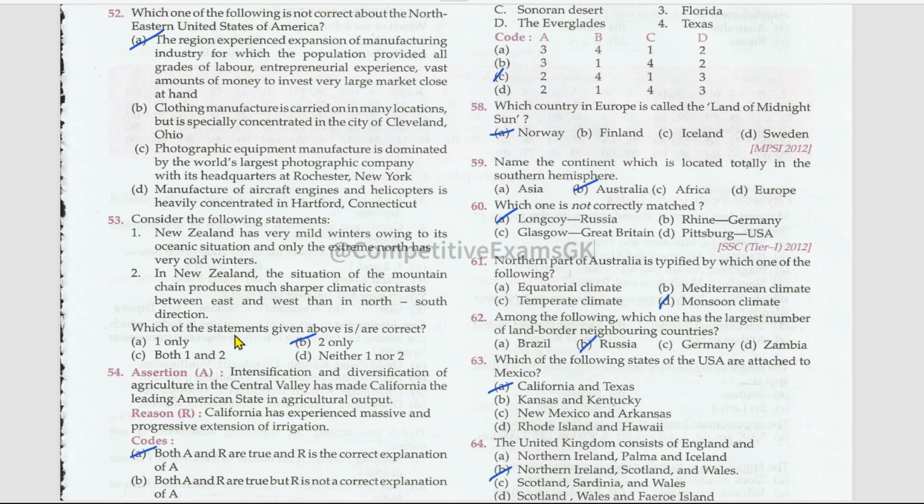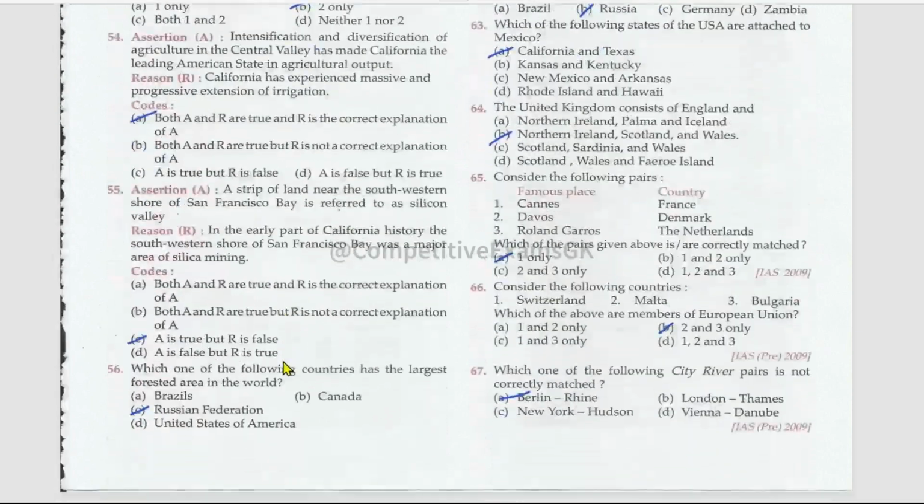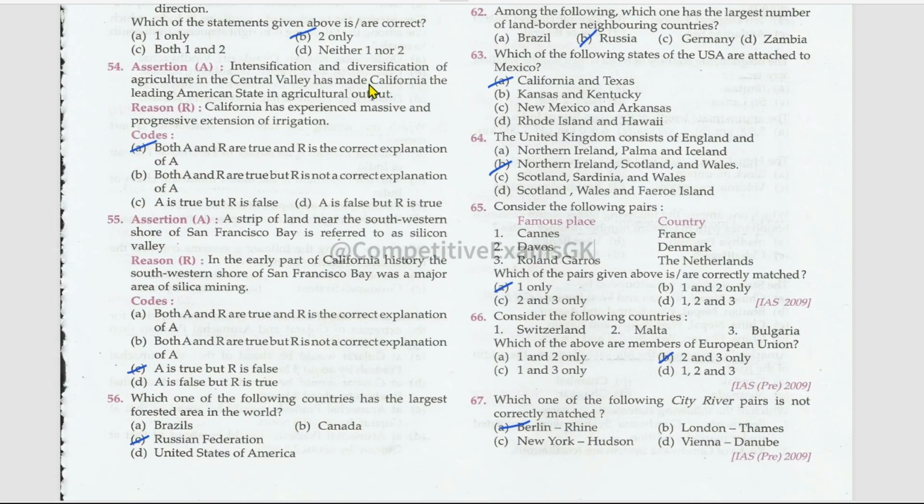Consider the following statements. Which of the above are correct? In New Zealand, the situation of the mountain chain produces much sharper climatic contrast between east and west than in the north-south direction. True. Next, assertion and reason. Intensification and diversification of agriculture in the Central Valley has made California the leading American state in agricultural output. True. California has experienced a massive and progressive extension of irrigation. The reason is also true, and this is the correct explanation for the assertion.